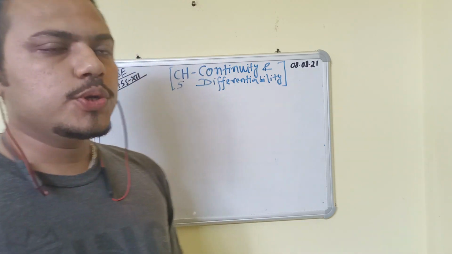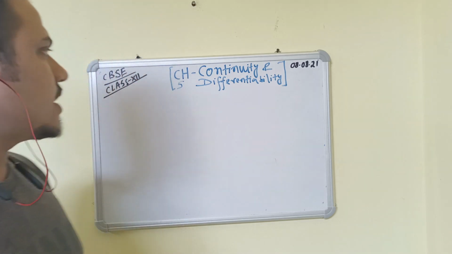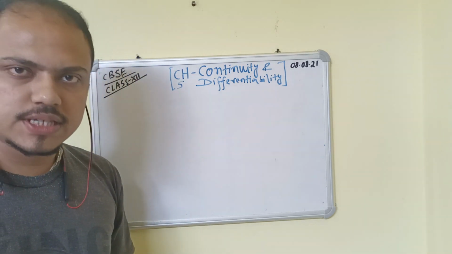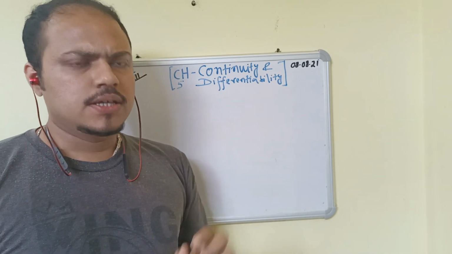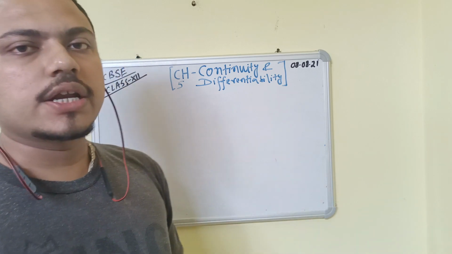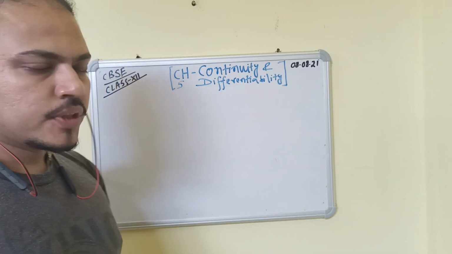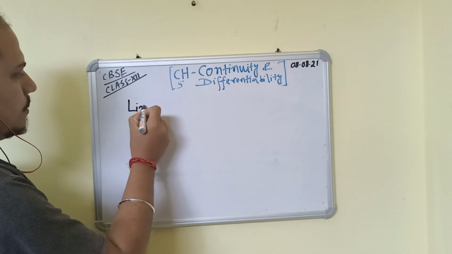Today I am going to discuss continuity and differentiability, that is chapter number 5, class 12 CBSE. Before that, I will discuss the basic concept of limits that you already studied in class 11. First of all, what do you mean by limit?